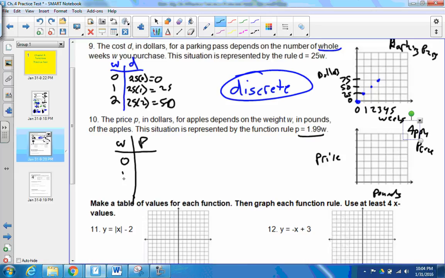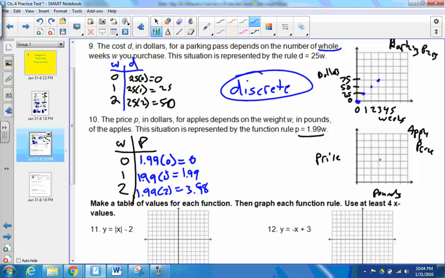So let's just say you buy 0 pounds of apples, 1 pound of apples, 2 pounds of apples. If you plug in 0 for W, it's going to be equal to 0. No dollars for no pounds. For 1 pound, we'd have $1.99. All right, so it's $1.99 per pound, I can tell. So 2 pounds would end up being $3.98.